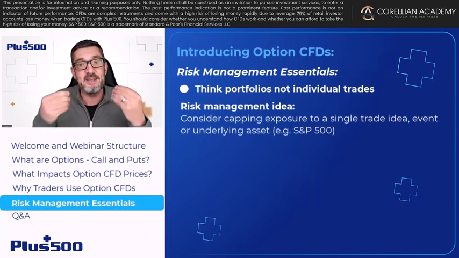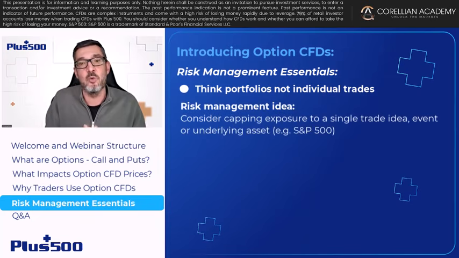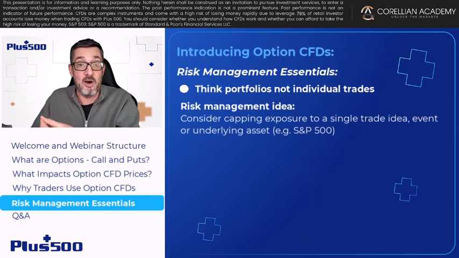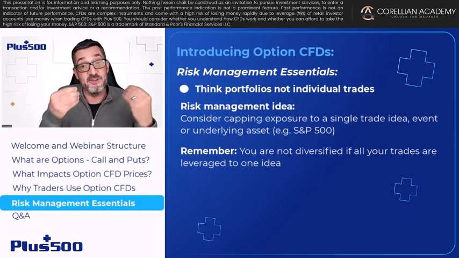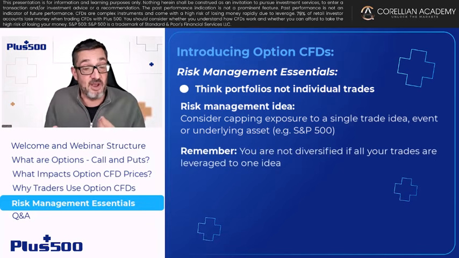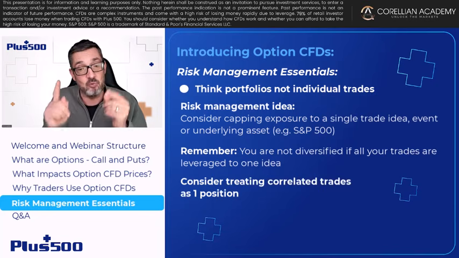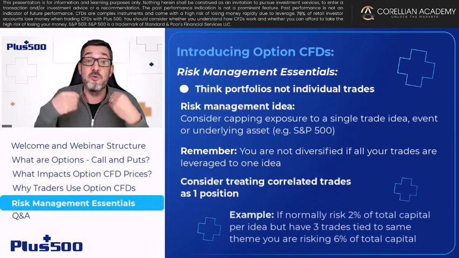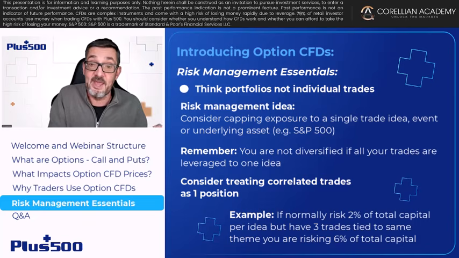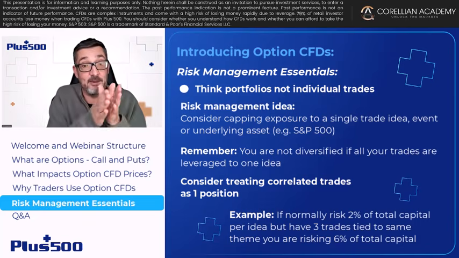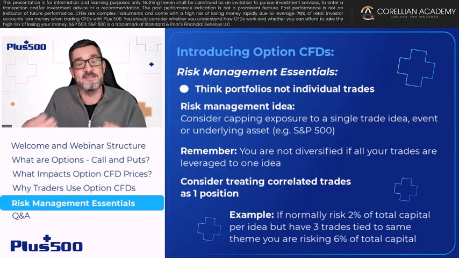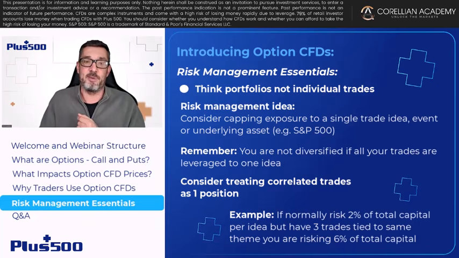To avoid this, consider capping exposure to a single trade idea, event, or market. If all of your trades rely on the same outcome, you're not diversified, you're leveraged on that one idea. Treat correlated trades as one position. For example, if you normally risk 2% per idea and you have 3 trades tied to the same theme, your total risk is 6%. That's how accounts blow up.